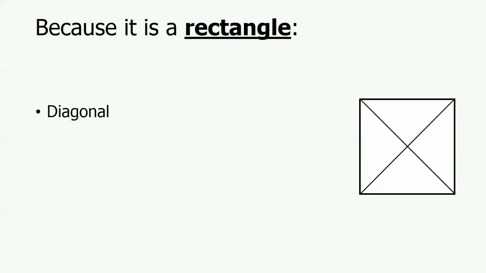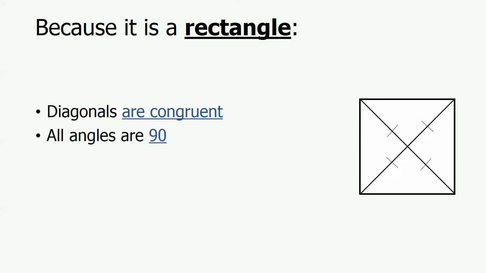Because it is a rectangle, diagonals are going to be congruent. That means all four pieces of the diagonals have to be exactly the same thing. And in a rectangle, all of the angles are 90 degrees.